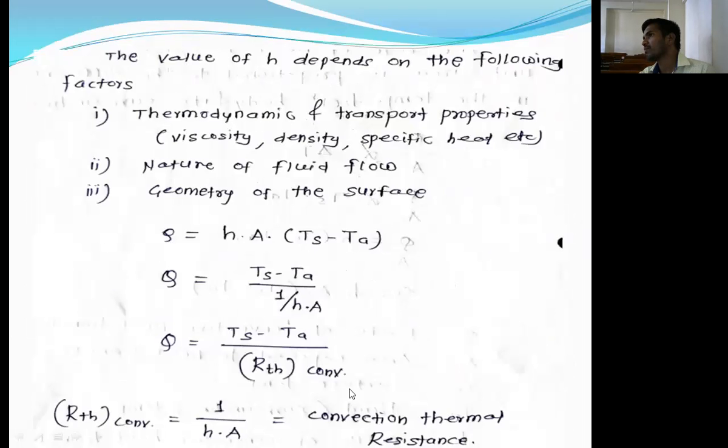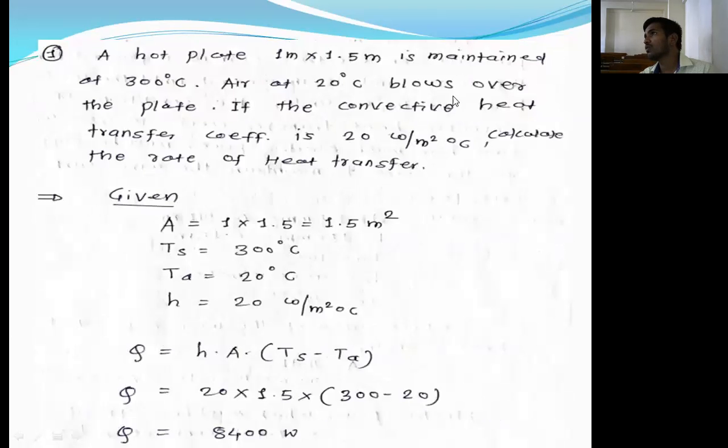ओके, तर हे बघा Q is equal to H into A into Ts minus Ta. So we have written this equation as a temperature difference divided by the remaining factor. So what is that remaining factor? 1 by HA. So that 1 by HA is nothing but thermal convection resistance. Okay. So now we have to write down one problem. Write down, all of you write down.